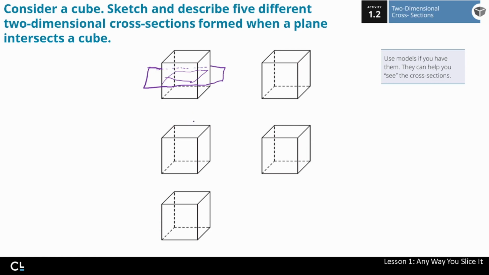Next one, what can we do? If we cut it going up and down, it's still going to give us that square, right? Because we're dealing with a cube here. But it's going to cut up and down. We could do a diagonal where we have our plane that cuts through kind of like this, right? It's still going to give us a square or a rectangle, right?